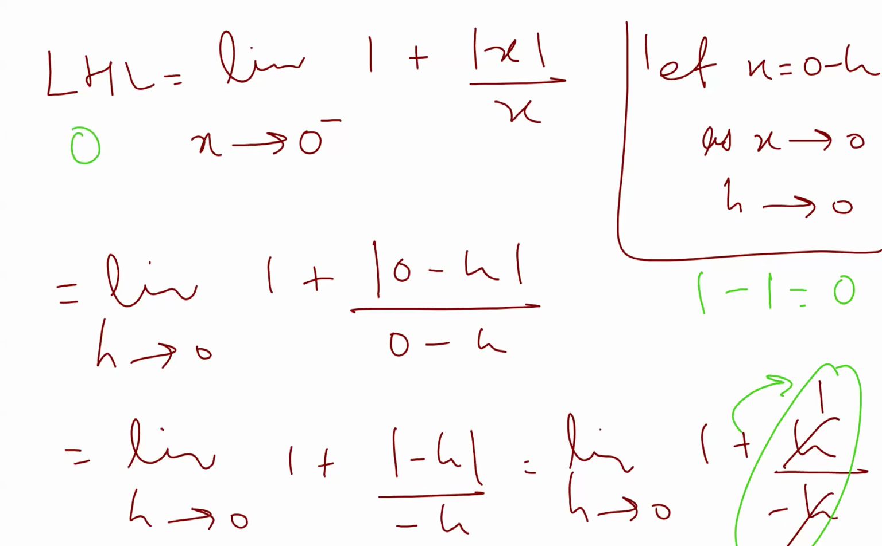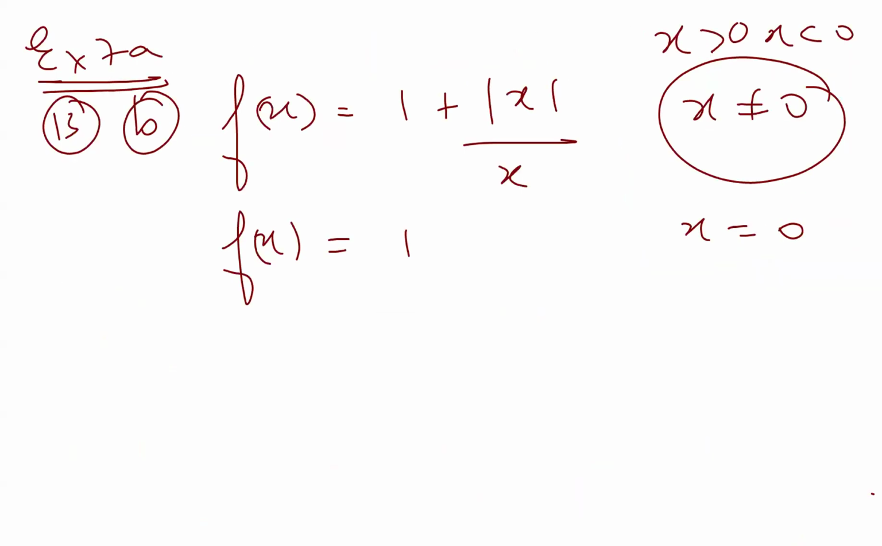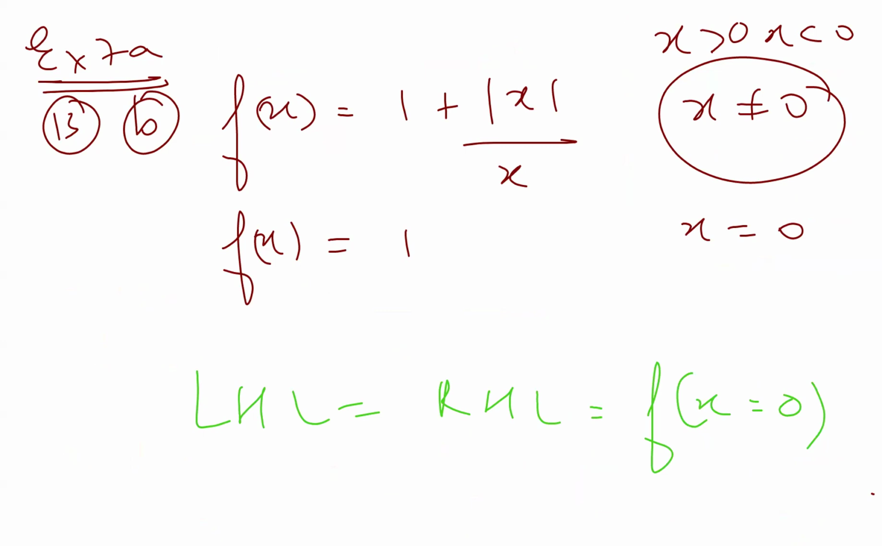Just remember this. Now, ideally, we need not solve RHL for this particular problem. I'll tell you why. See, LHL should be equal to RHL, should be equal to f of x at x equal to 0. Now, this is 0 that we have got, and f of 0 is equal to 1. So both are not equal. But in the exam, to be on the safer side, you also show RHL to the paper corrector so that you don't miss out on any marks if they want to cut marks for not showing RHL. So let's avoid that situation. So RHL, I leave it up to you.